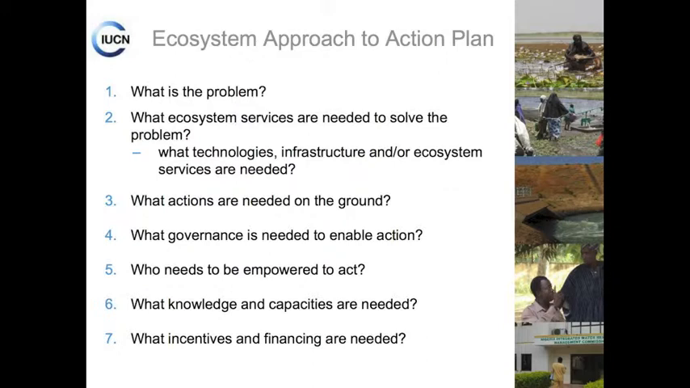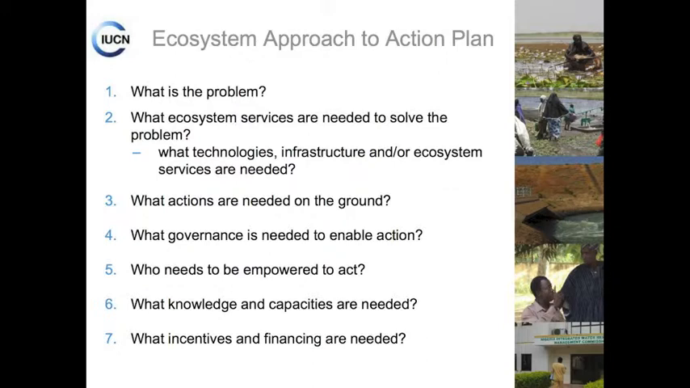The third question then is, what are the actions that we need to take on the ground? So what really has to change? So if you have a dam which is impounding water, which means that downstream ecosystem functions are degraded, and fisheries are degraded downstream, what do you actually have to do to change that? You have to change the way the dam is managed to enable, for example, synthetic floods downstream. So what do you actually have to do on the ground?